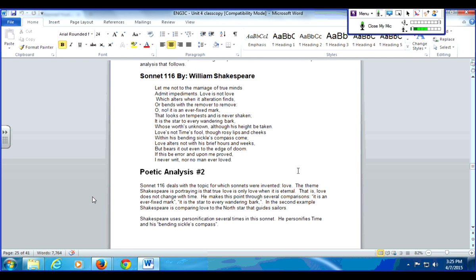The theme that Shakespeare is portraying is that true love is only love when it's eternal. That is, love does not change with time. He makes this point through several comparisons. It's an ever fixed mark, it is the star to every wandering bark. In the second example, Shakespeare is comparing love to the North Star that guides sailors.